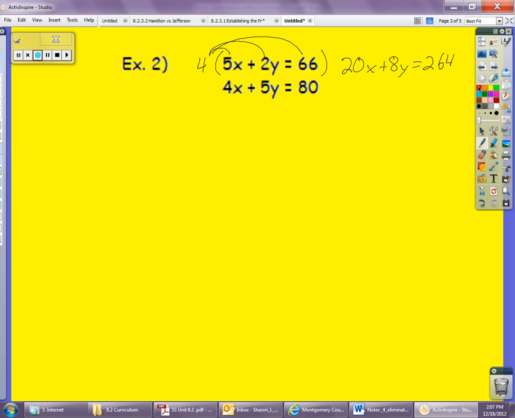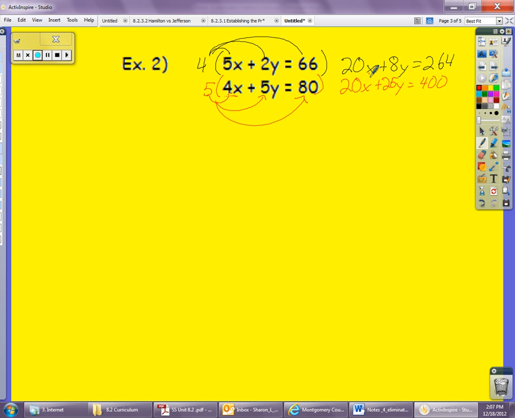And then when we look at the second equation, we're looking to get our 20x. Well, we have 4x. We know that 5 times 4 will give us 20, so 5 times 4x will give us 20x. 5 times 5y will give us 25y. And 5 times 80 will give us 400.